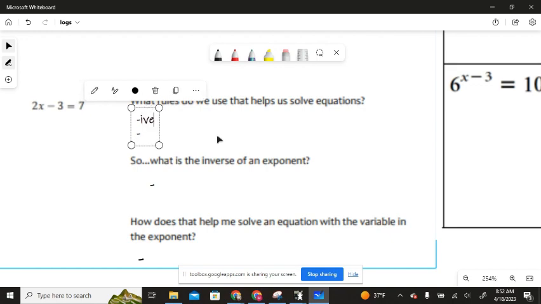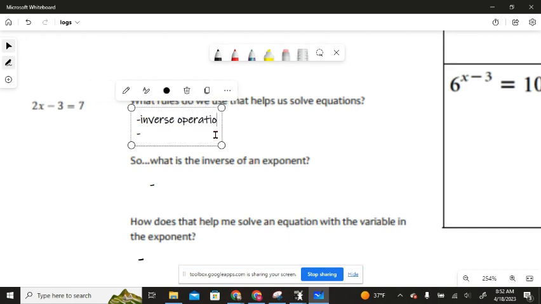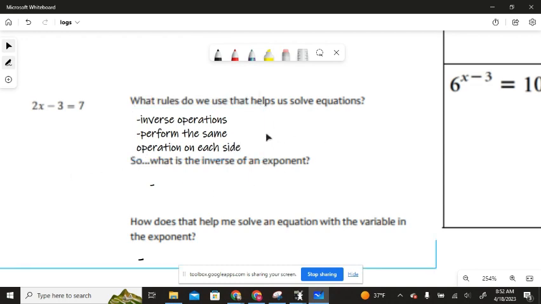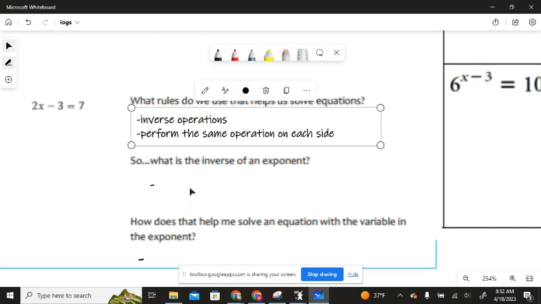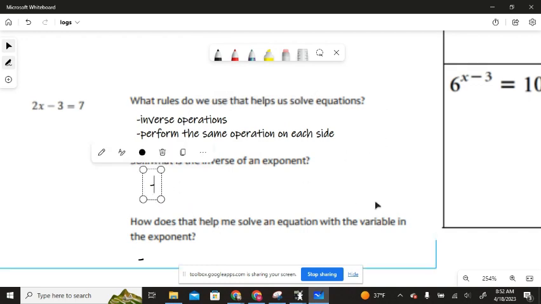First off, we got inverse operations. Let's actually type inverse in, right? So we got inverse operations, and we also know that we perform the same operation on each side. Those are things that we've been doing since, I don't know, a billion years at this point. Now, we got to know our inverses: addition and subtraction are inverses, multiplication and division, squaring something and square rooting. So what's the inverse of an exponent? That is a logarithm.